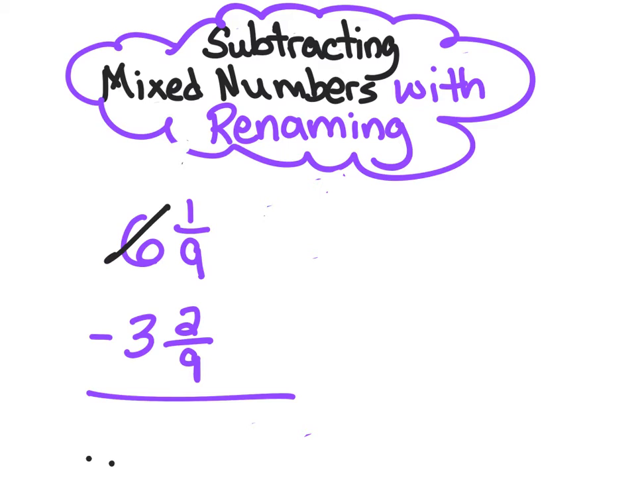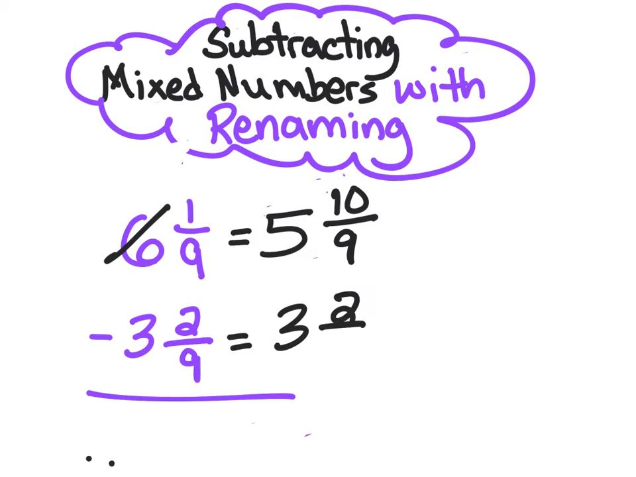If I borrow 1 from the 6, it becomes a 5. Now, I took away 1 whole from that 6. So in this case, that 1 whole would be the same as 9/9, because 5 and 9/9 would be 6. So if I took away 1 whole, which would be 9/9, and I already have 1/9, that will make this 5 and 10/9. Now I can simply bring over the 3 and 2/9, and I should be able to subtract.